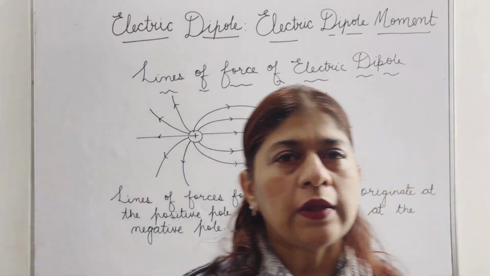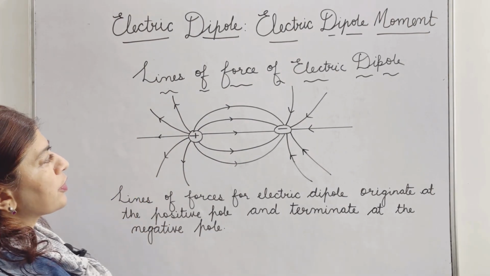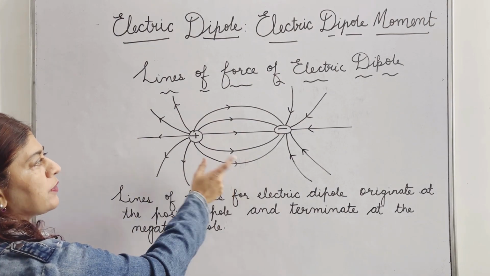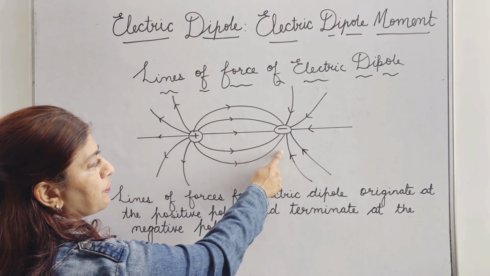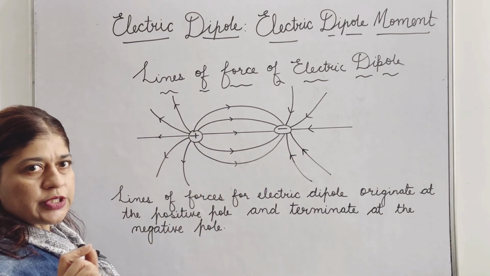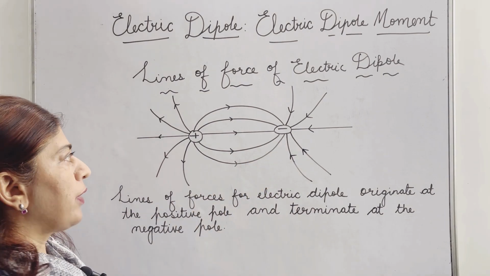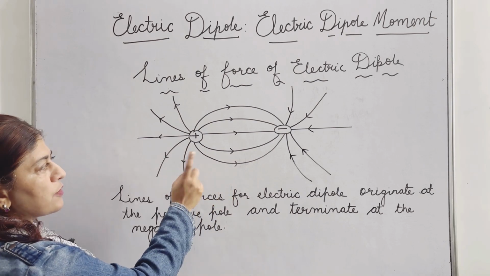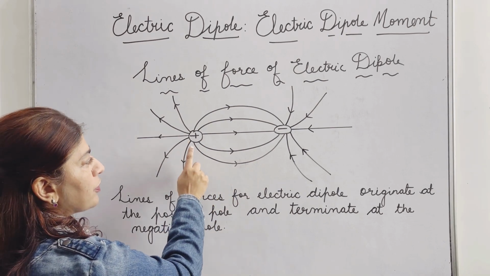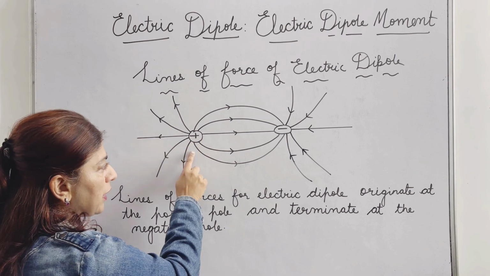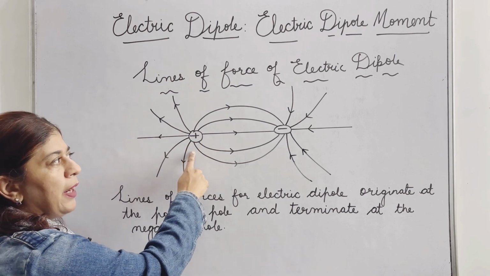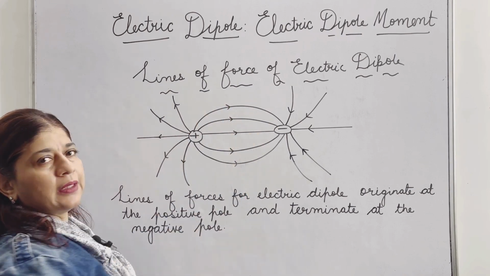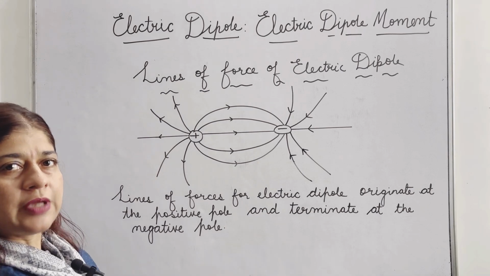The lines of force for an electric dipole can be seen here. This is the positive charge and the negative charge. These are point charges. They are equal in magnitude and separated by a very small distance. You can see these lines of force for an electric dipole. They originate at the positive pole and terminate at the negative pole of the dipole.